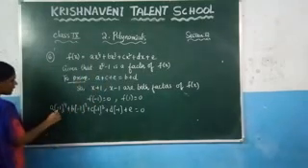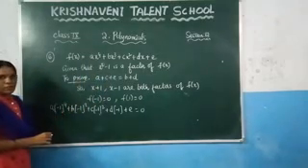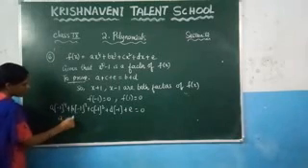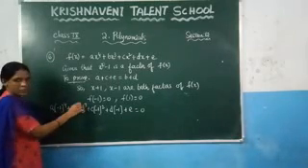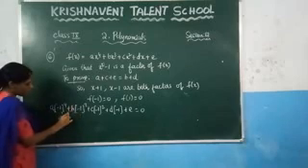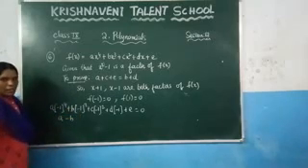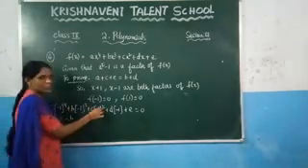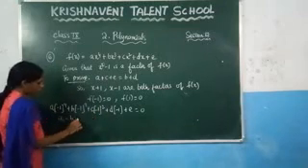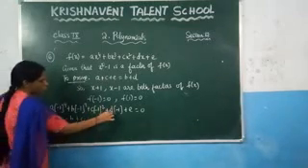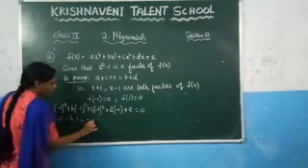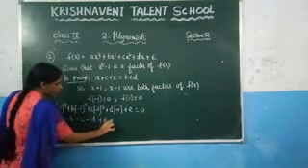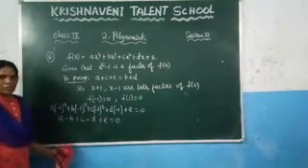So what will you get here? Minus 1 whole power 4 gives you 1, so you get a. Minus 1 whole cube gives you minus 1, minus 1 into b is minus b. And after that, minus 1 whole square is 1, c into 1 is c. And plus into minus is minus, d into 1 is d, plus e is equal to 0. This is the first equation we got.